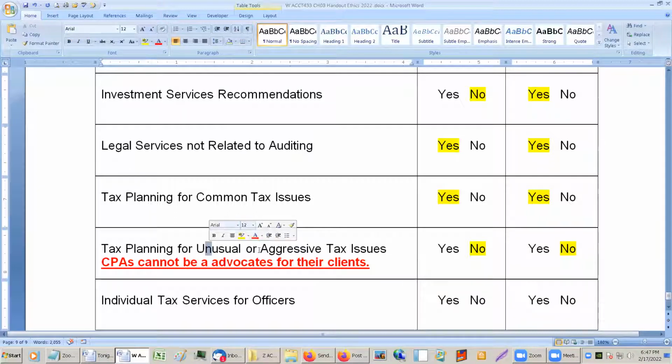CPAs cannot be advocates for their client. You cannot advocate for your client, which is what you'd have to do if they took an aggressive or unusual tax position and they were, say, arguing with the IRS. You'd have to go into court basically on their side. You can't do that. You cannot be an advocate for the client.